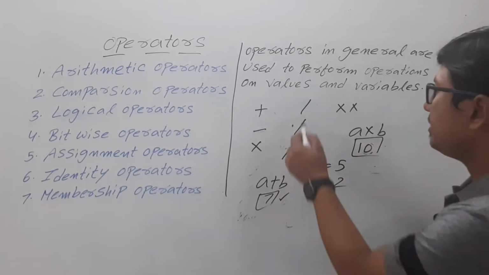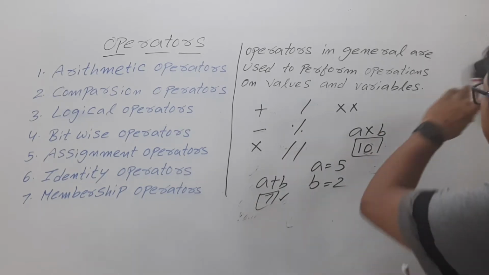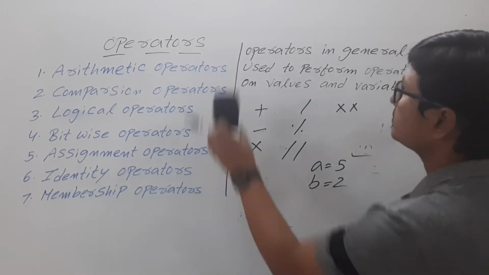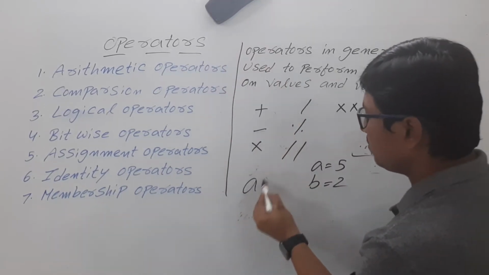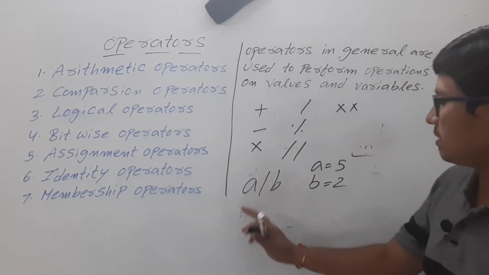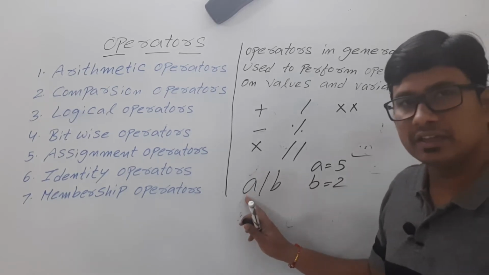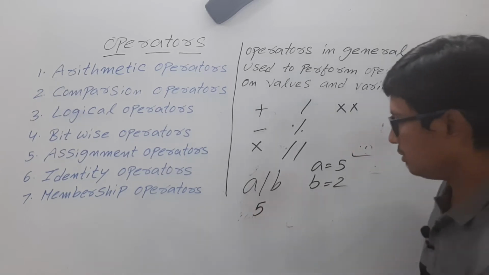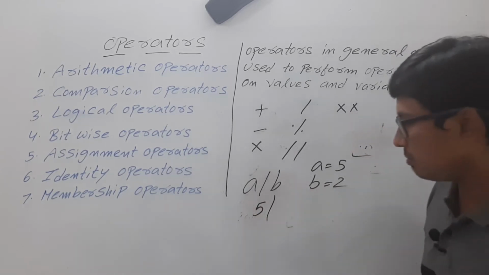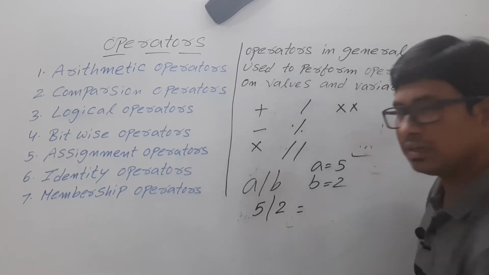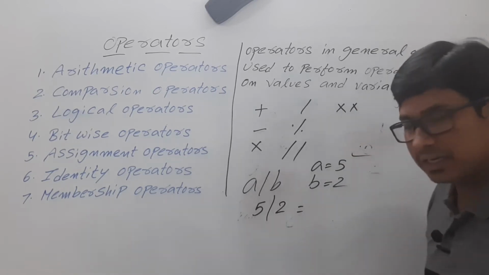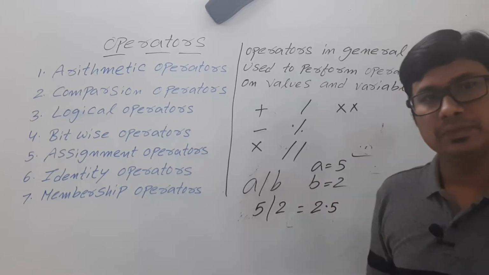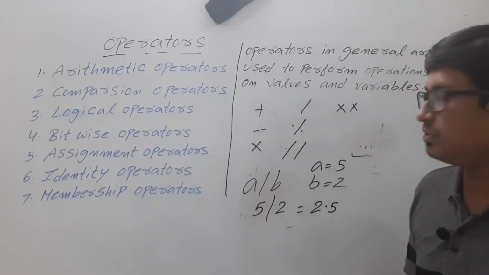Is it clear? Then division. Now let me discuss the division in detail for you. Now a by b, which is the value in a divided by b. What is the value in the variable a? 5. What is the value in the variable b? 2. So if you are printing it, it will give the output as 2.5. Is it clear? So this is about the division.